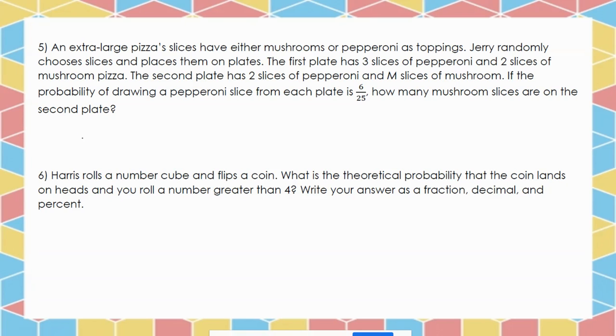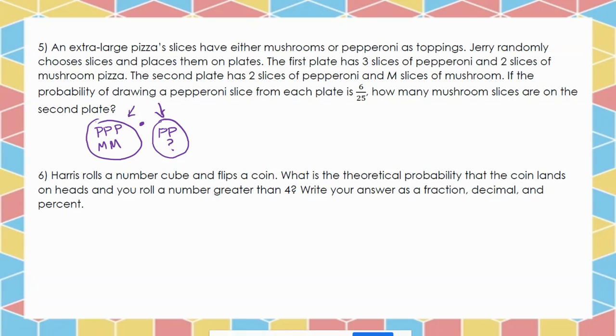second plate? So I don't know how many mushroom there are, but I know that my first plate has 3 pepperoni and 2 mushroom. And I know that my second plate has 2 pepperoni and I don't know how many mushroom. I know that the probability of them together is 6/25. Well, if I'm finding compound probability, then I know I need to multiply this probability times this probability.